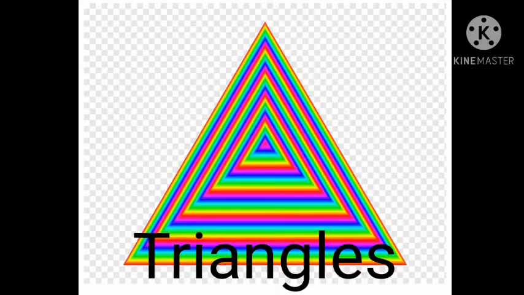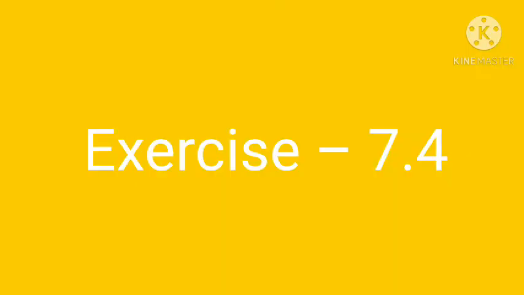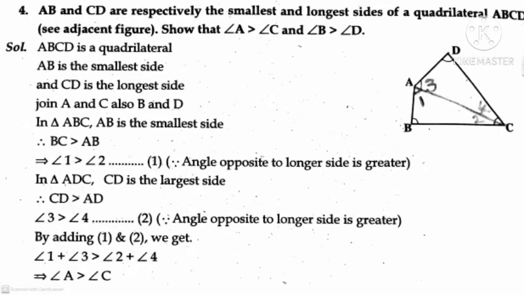In this video, we are going to discuss exercise 7.4 problems related to chapter 7, triangles. Let us start exercise 7.4, fourth question. AB and CD are respectively the smallest and longest sides of a quadrilateral ABCD. Show that angle A is greater than angle C and angle B is greater than angle D.